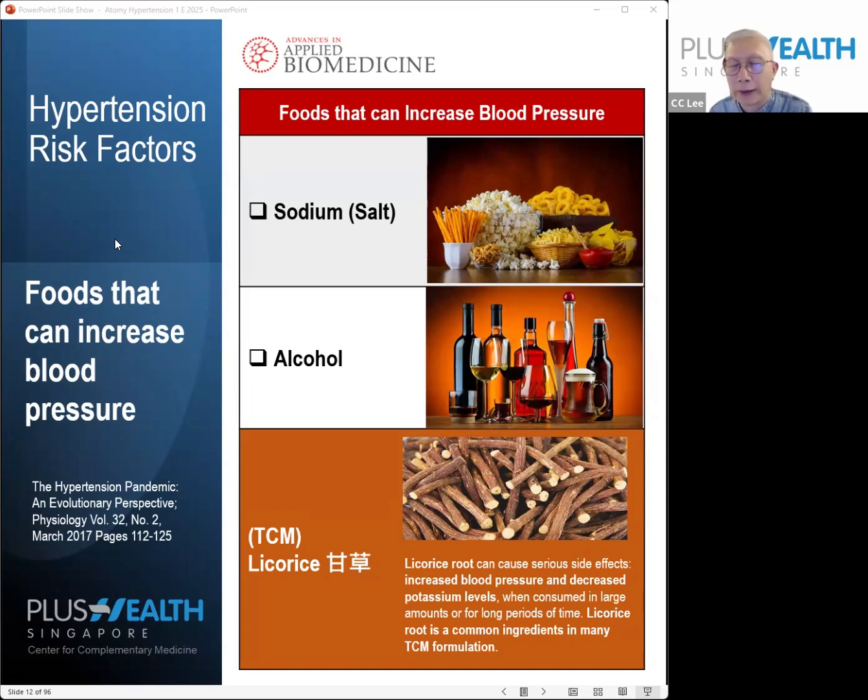Now, unfortunately, licorice can actually cause serious side effects by increasing the blood pressure itself. And licorice can also decrease the potassium level in our body. So therefore, when you are having hypertension, do be careful about the TCM formulation or decoction that you take. Watch out for formulations containing licorice. So this can also increase your risk of having hypertension.